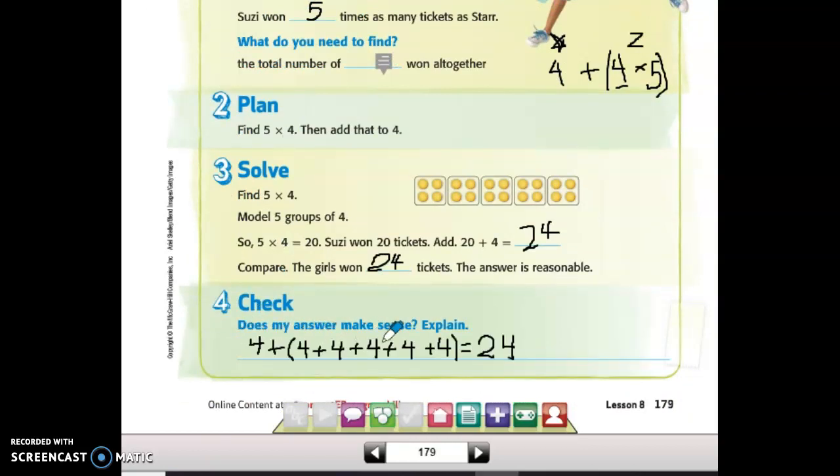And I just wrote another way to show the same thing. I wrote 4 for Star, and then to show Susie, I did my parentheses and I did 4, 1, 2, 3, 4, 5 times. 4, 8, 12, 16, 20, and then another 4, 24. So this equation here and this equation here are equivalent. Let's look at example 2.